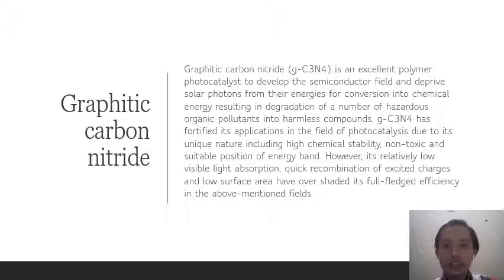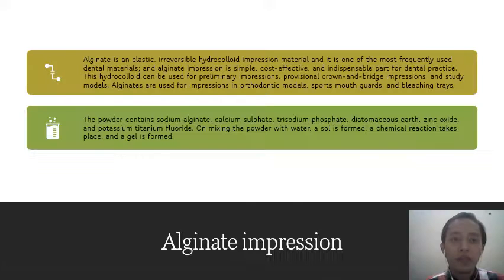Graphitic carbon nitride is an excellent polymer photocatalyst to develop the semiconductor field and derive solar photons from their energies for conversion into chemical energy, resulting in degradation of a number of hazardous organic pollutants into harmless compounds. Graphitic carbon nitride has fortified its application in the field of photocatalysis due to its unique nature, including high chemical stability, non-toxicity, and suitable position of energy band. However, its relatively low visible light absorption, quick recombination of excited charge, and low surface area have overshadowed its full-fledged efficiency in the above means.